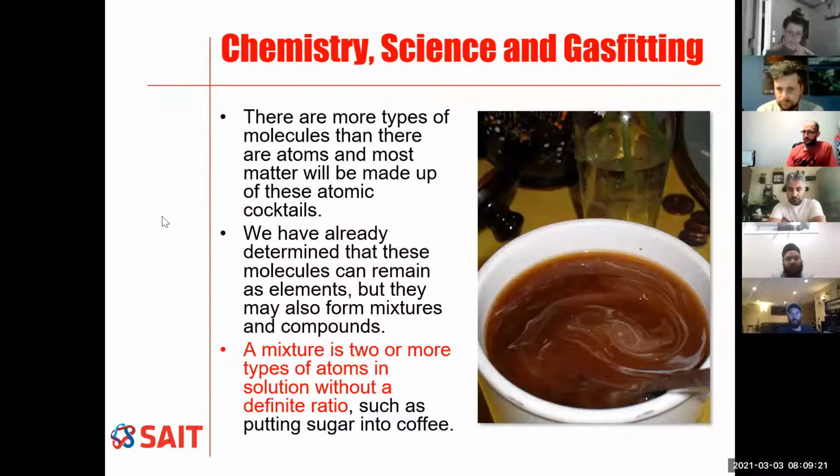Okay, and there are more types of molecules than atoms, and most matter will be made up of these atomic cocktails. And I don't know why they call it a cocktail and they show a cup of coffee here, but that's too bad. Should have had a rum and coke there. We've already determined that molecules can remain as elements, but a mixture is 2 or more types of atoms, like putting sugar into your coffee. And I've given up putting sugar into my coffee, by the way. It'll help my weight loss because I've been eating too much sugar sitting on my assets here at home.